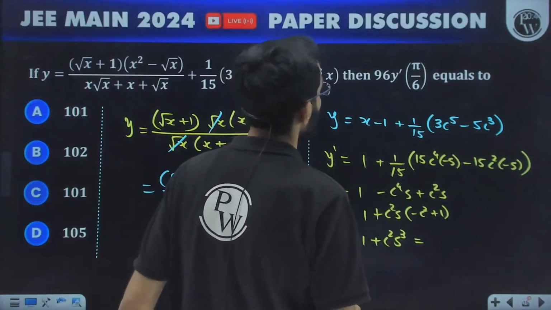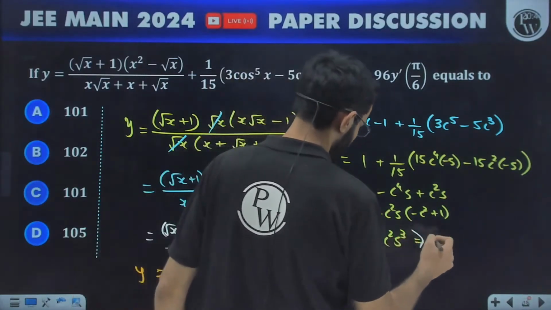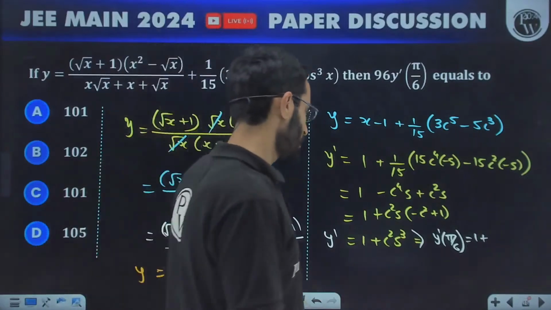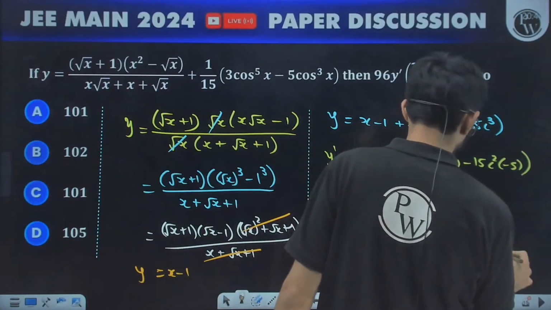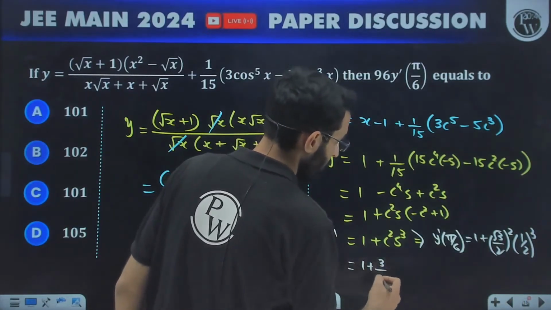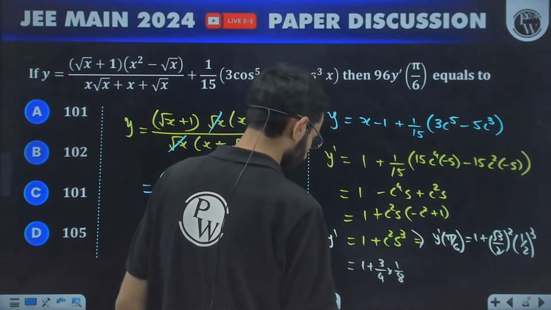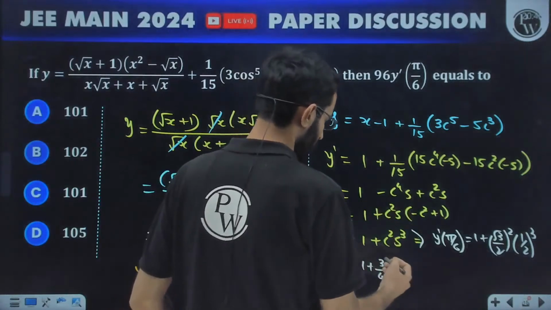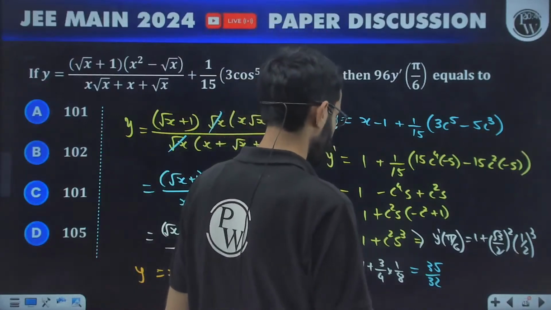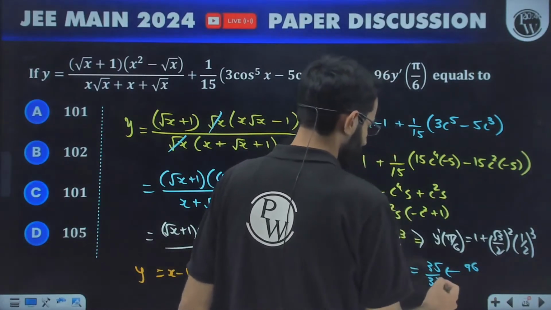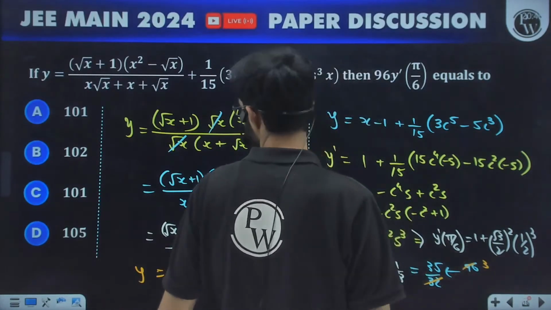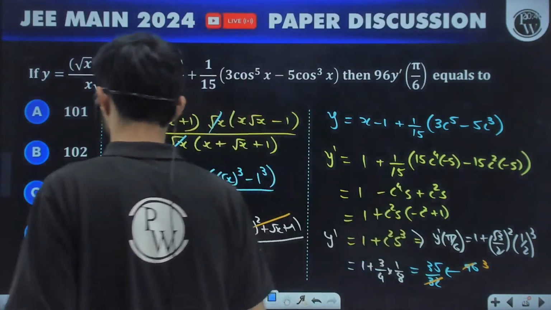If I substitute now the value of pi by 6, this is y dash. It implies y dash at pi by 6 will become 1 plus cos pi by 6. Cos pi by 6 is root 3 by 2, so we need to find its square, and sine pi by 6 is half, we need to find its cube. So this will become 1 plus 3 by 4 into 1 by 8. Right, 8 fours are 32. So 32 plus 3, 35 by 32. This is the value of y dash at pi by 6, and you need to multiply this with 96. If you multiply with 96, 32 threes are 96, and 35 threes are 105. Your final answer.